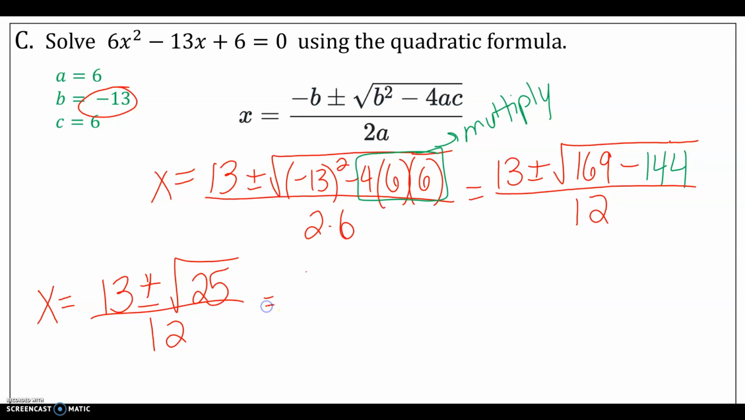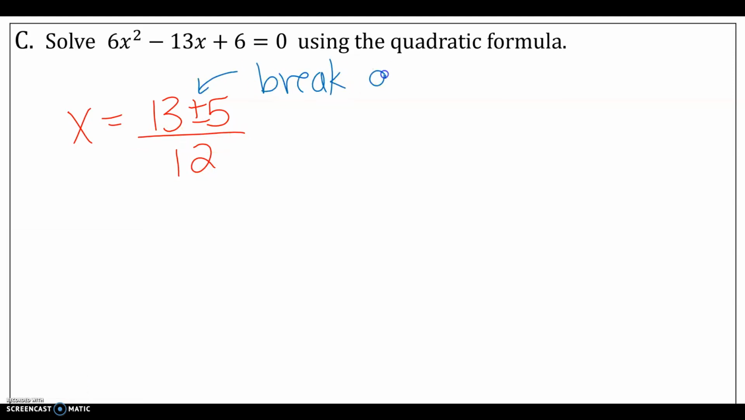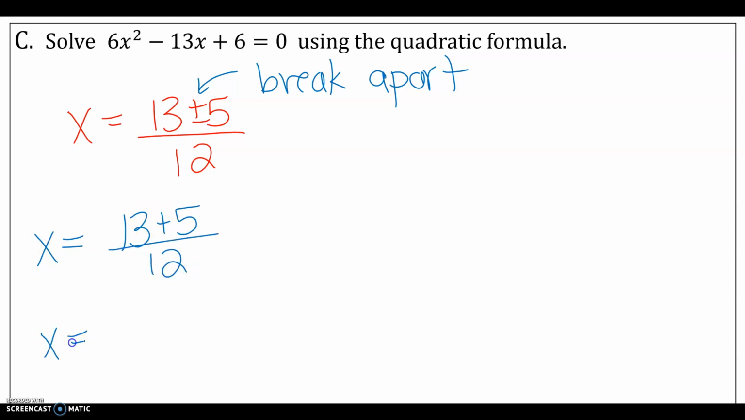So let me just keep going with this. Then we're going to get 5. That's the square root of 25 over 12. Okay, so now let me switch slides, excuse me. And this is what we had. Okay, so then from here, we're going to break apart. Okay, so you're going to get 13 plus 5 divided by 12. And then 13 minus 5 divided by 12.